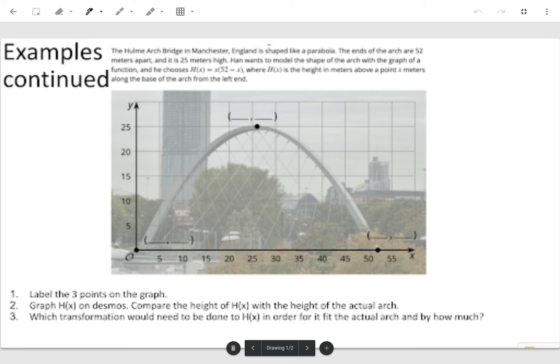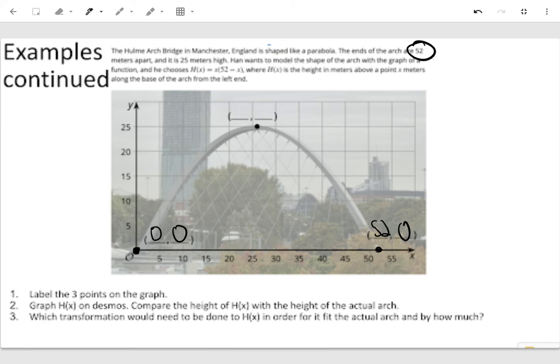Part 1, number 1, label the 3 points on the graph. So this point right here, the x value is going to be 0, and the y value is going to be 0. Okay. Let's do this point on the end here. This point, x value is still 0. The y value is still going to be 0, right? Because there's no height. But they said it was 52 meters apart. So this is 52, 0 because of this right here.